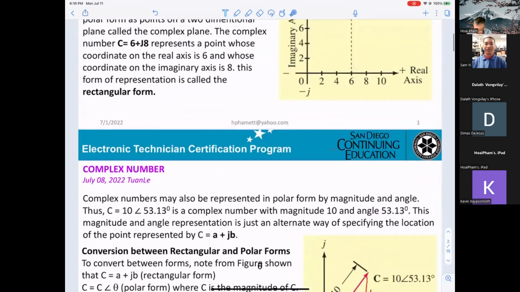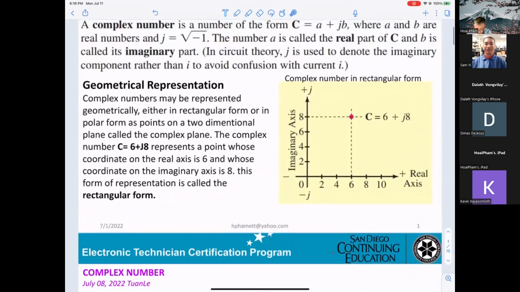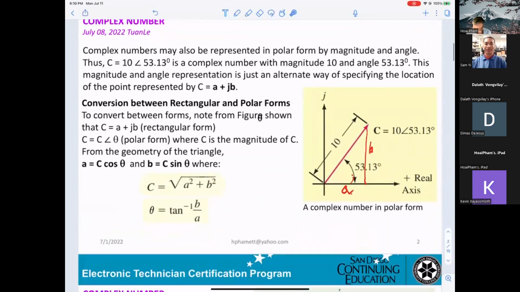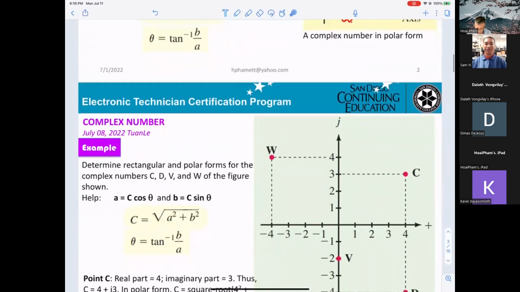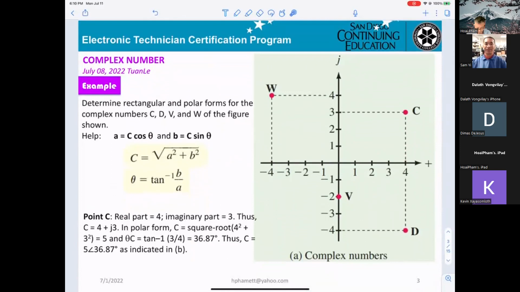So you get a complex number in rectangular form, and now you can get the complex number in polar form. Okay, any question? If you go to college or university, normally you will be using this way. Okay, more math. Like one example.